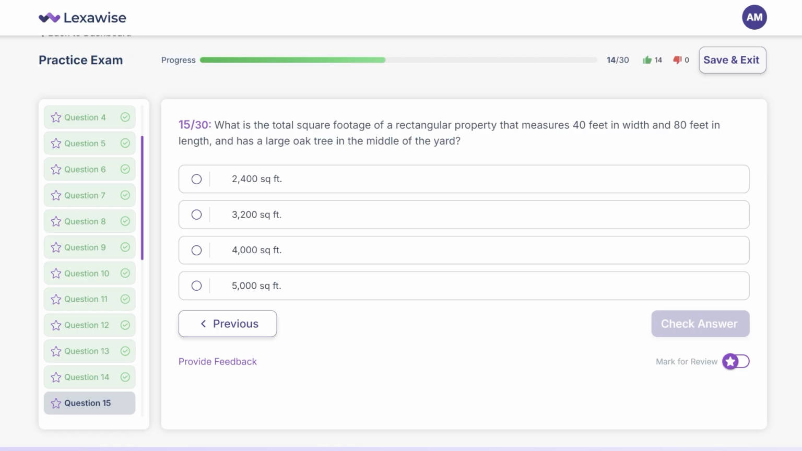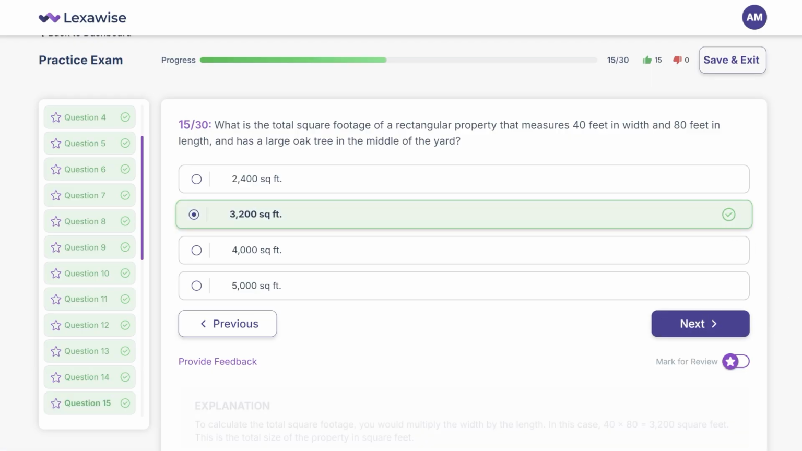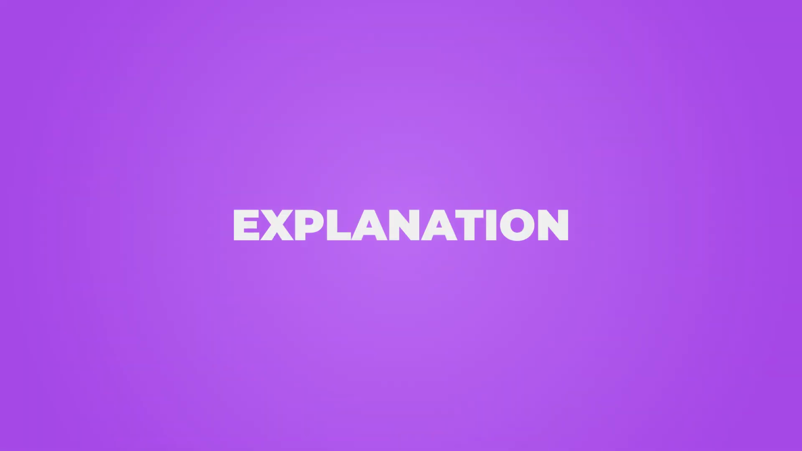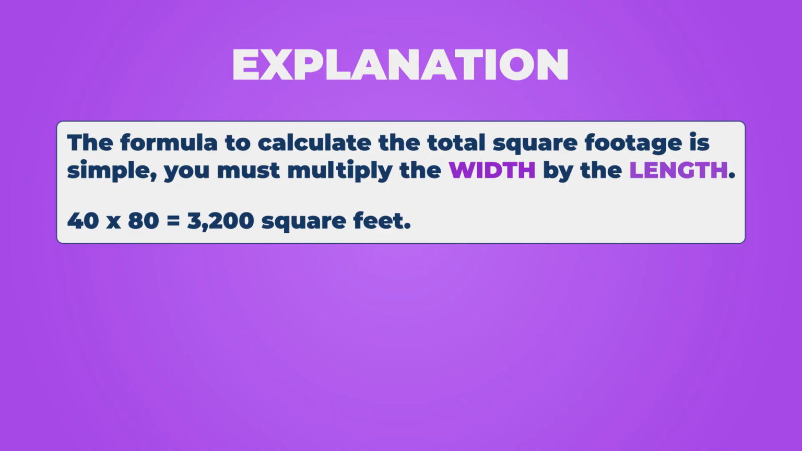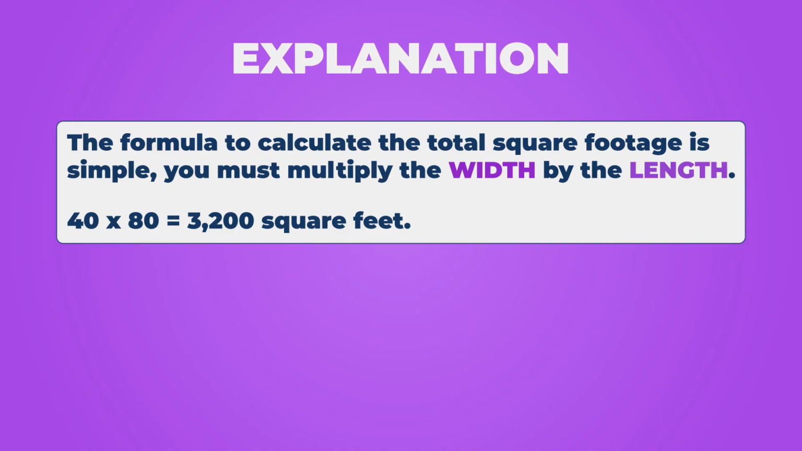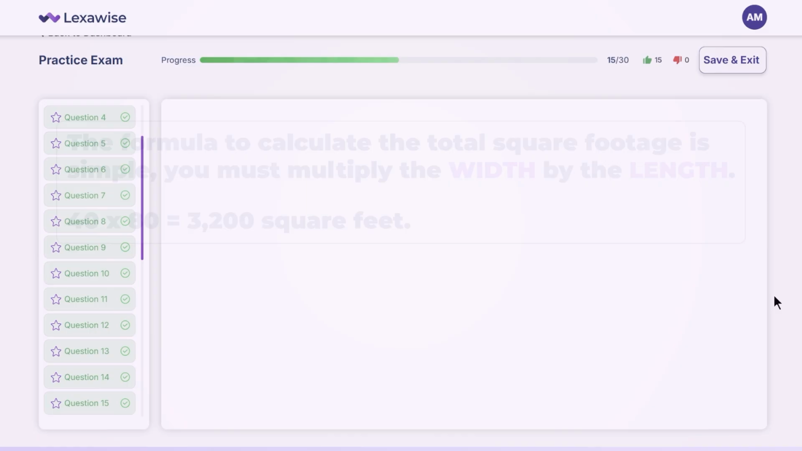The correct answer is B. 3,200 square feet. The formula to calculate the total square footage is simple. You must multiply the width by the length. In this case, 40 times 80 equals 3,200 square feet. This is the total size of the property in square feet. Let's move on to the next one.